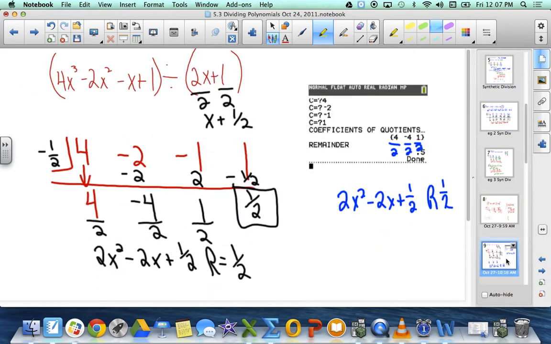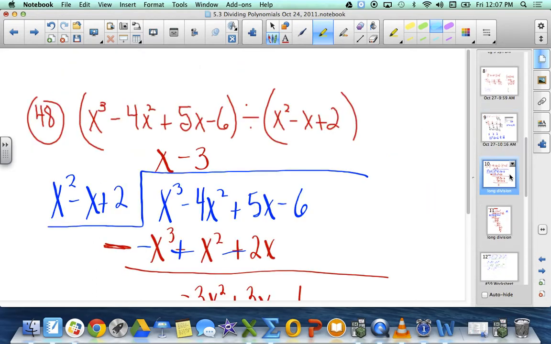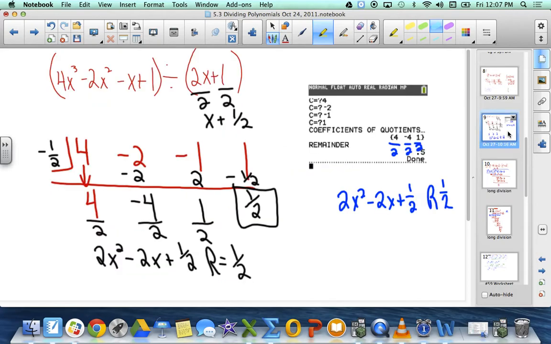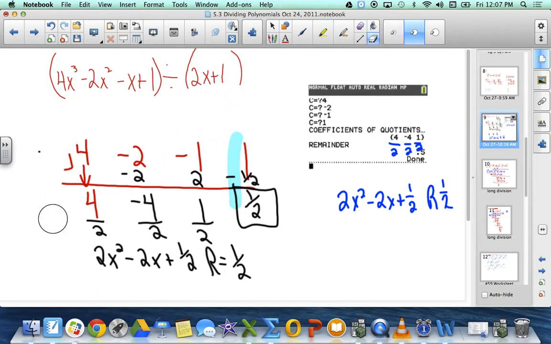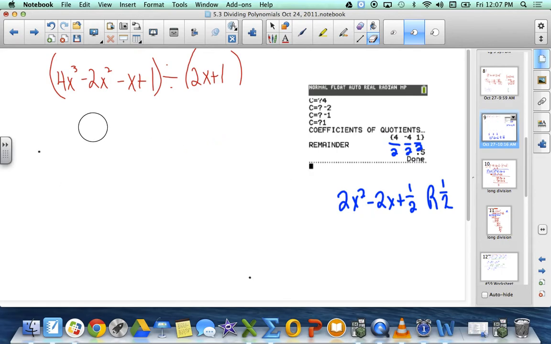Okay, so I would like to look at the next problem, which is this problem. No, not this problem. This problem right here. I'd like to look at this problem because I want to do this problem by hand, and then I want to show you how to do it on a calculator.